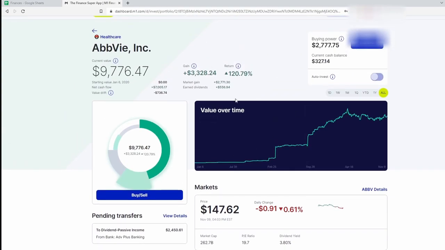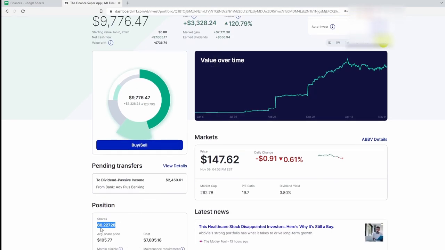So the goal for today, guys, is I want to buy to the next share price up. As you can see right here, I have 66.22728 shares for AbbVie. I would actually like to bring this up to 67. Reason being is I do not want to lose this 0.22 of dividend income. That's essentially why I'm doing that.